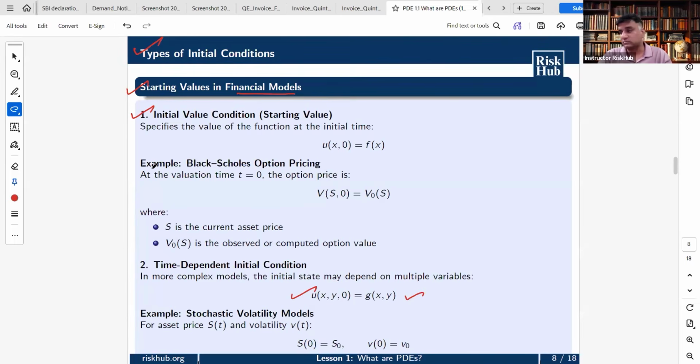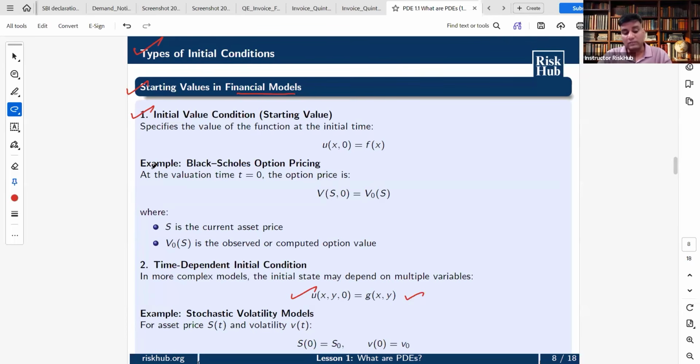The slide says S at 0 equals S naught and V at 0 equals V naught, meaning S naught is the starting asset price, and V naught is the starting variance or volatility level. This matters in models like Heston, where option value depends on both asset price and variance: V(S, V, T).